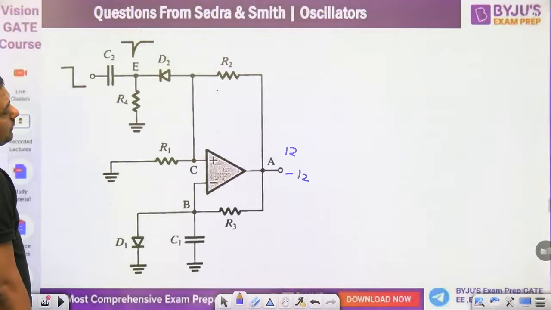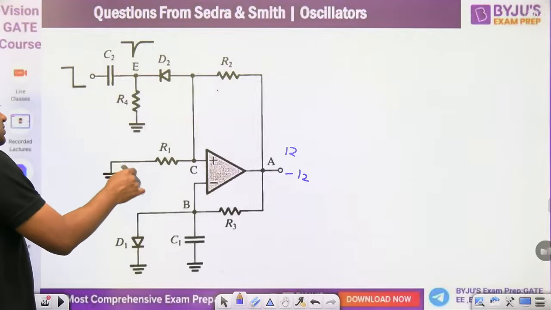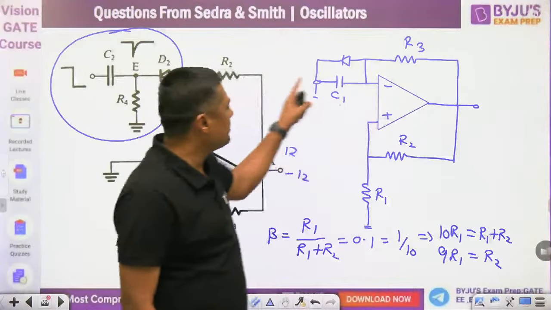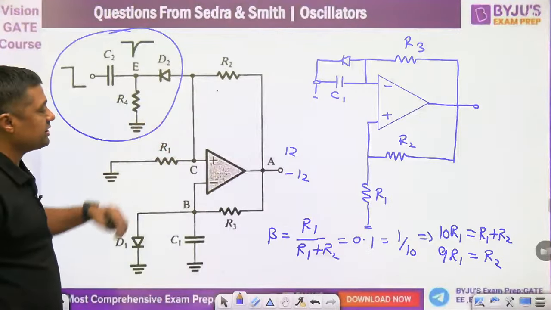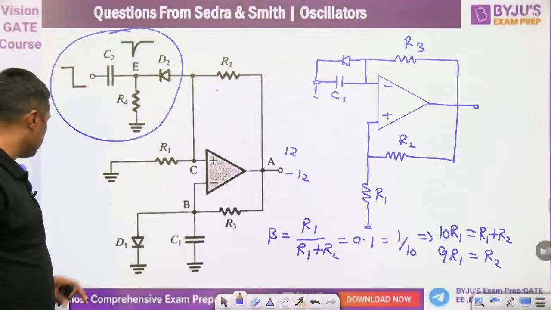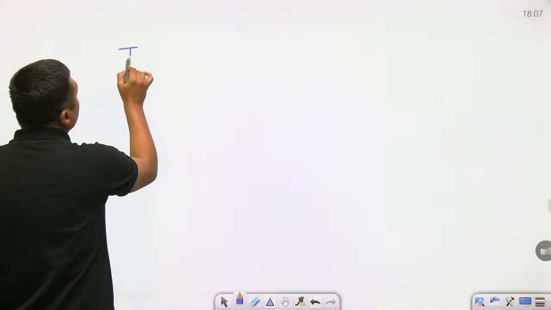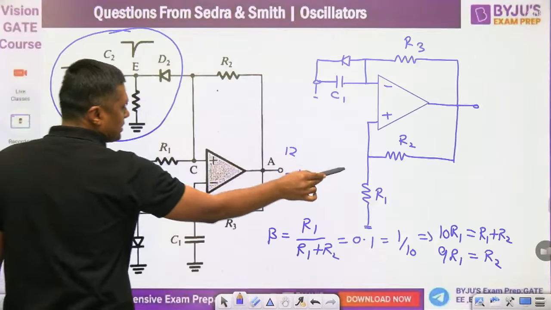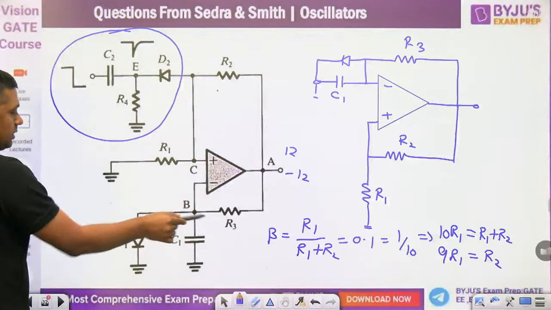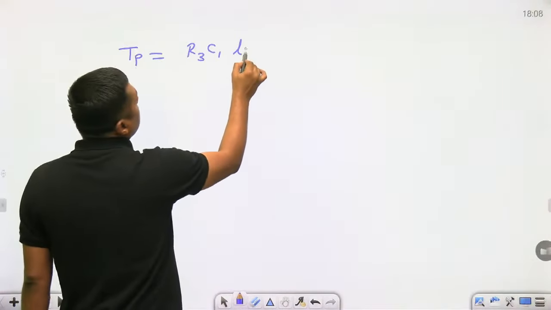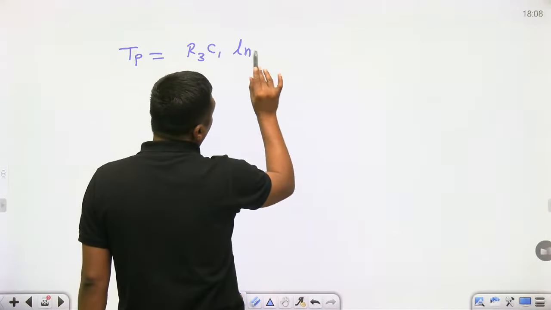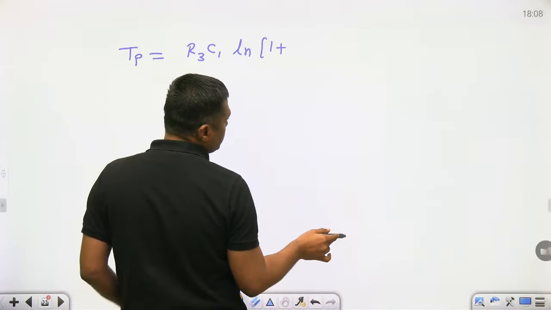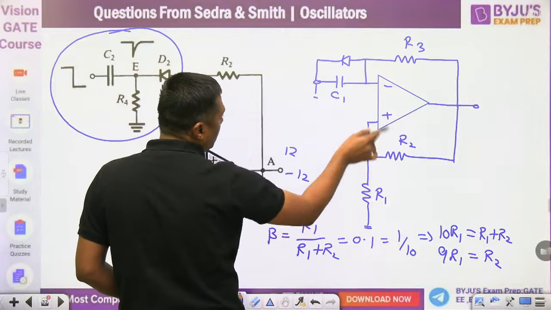Then what is the pulse width for this diagram? The standard pulse width for this diagram. It is the same diagram as the astable multivibrator where I have changed the orientation. So that pulse width is given by Tp equals R3 C1, always remember this is the resistor R3, R3 C1, log of 1 plus the lower resistance, what is the lower resistance here, R1 upon R2.